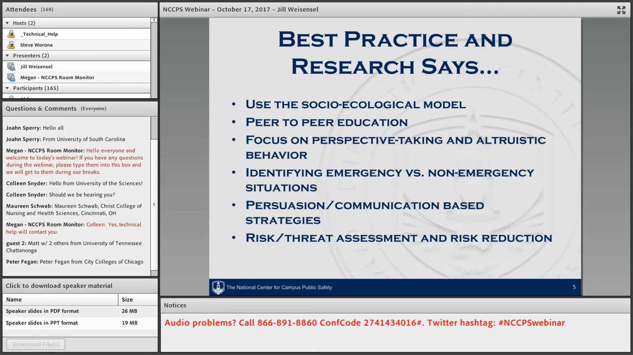The third bullet on there: in any program, we want to make sure that we help students identify the difference between an emergency and a non-emergency situation. And this is something that I get asked a lot. I'm going to do the best I can here over audio to explain this. So people will often say, when does a situation become a police issue? Most likely, interventions most often are going to be non-intrusive.